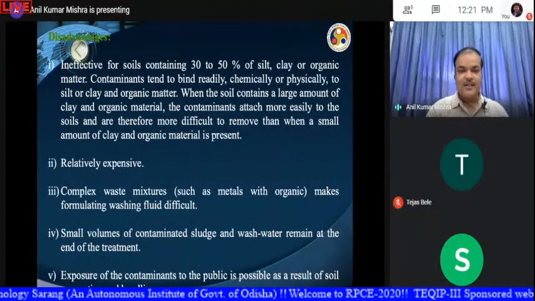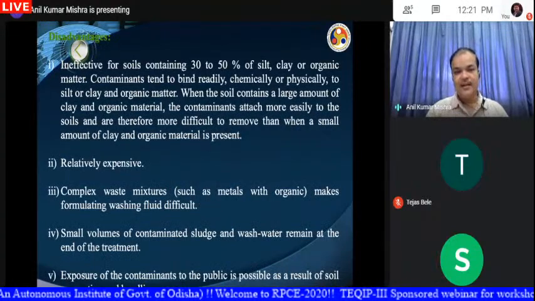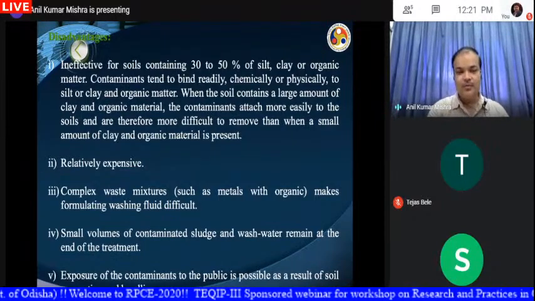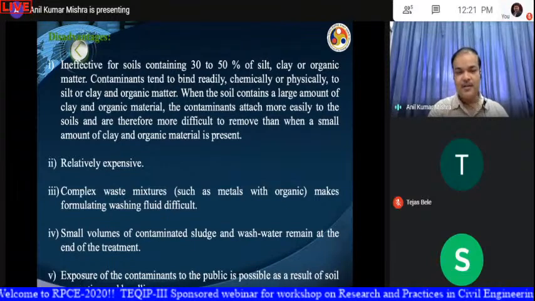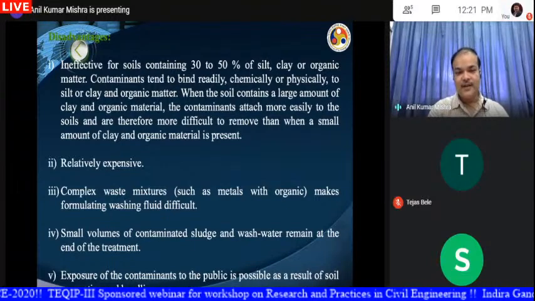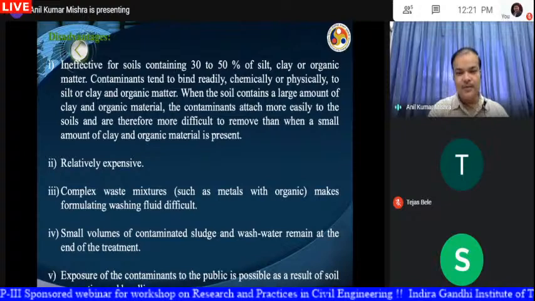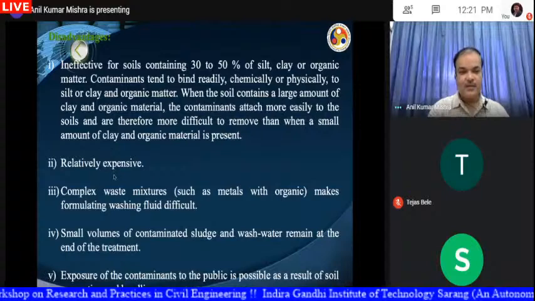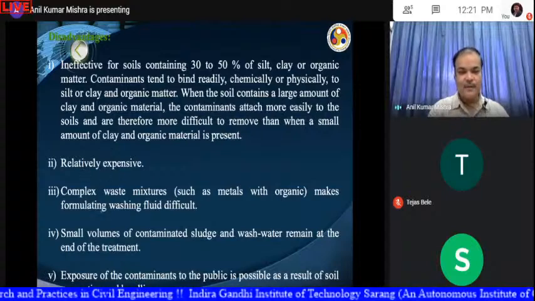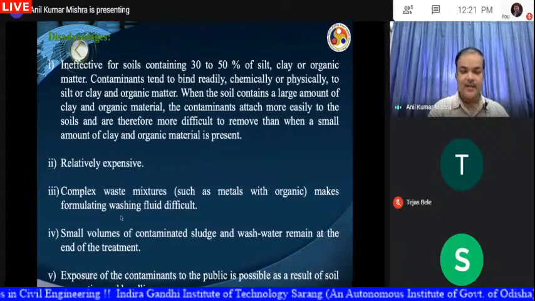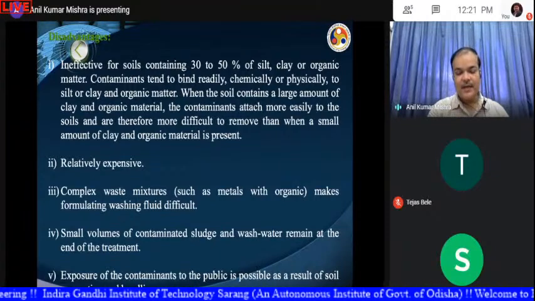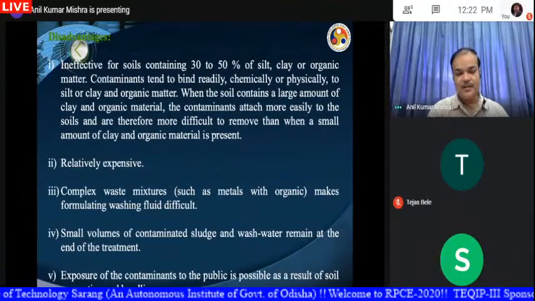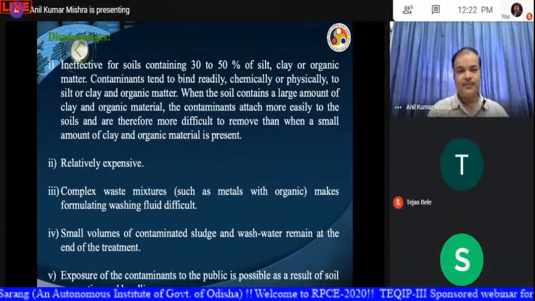The disadvantage is it is ineffective for soil containing 30 to 50% of silt, clay or organic matter. Because the more the amount of organic or clay matter, the more ineffective it will be. Because here we are only removing the large particles such that the cost will get reduced. And it is relatively expensive. And also it has another problem: we have to deal with the wash water, because we have to throw it, and that will create another problem.